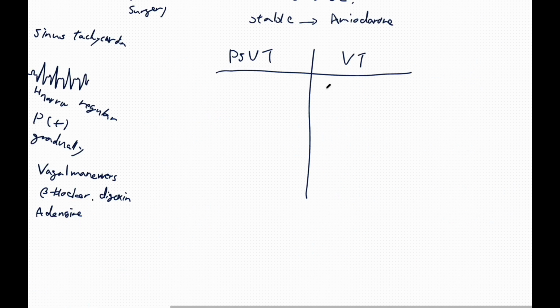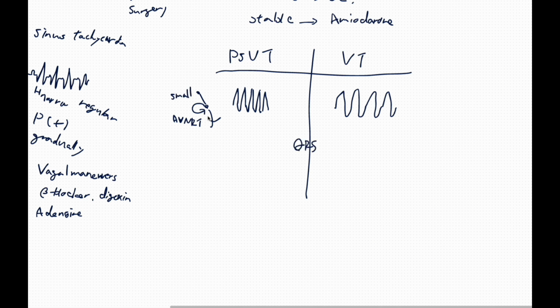Before we finish, let's directly compare PSVT and ventricular tachycardia. PSVT originates above the ventricle, most commonly around the AV node, and is caused by a small reentry circuit. Because ventricular activation follows the normal conduction system, the QRS complex remains narrow and the rhythm is regular. PSVT usually occurs in patients without significant structural heart disease and is primarily an electrical disorder.